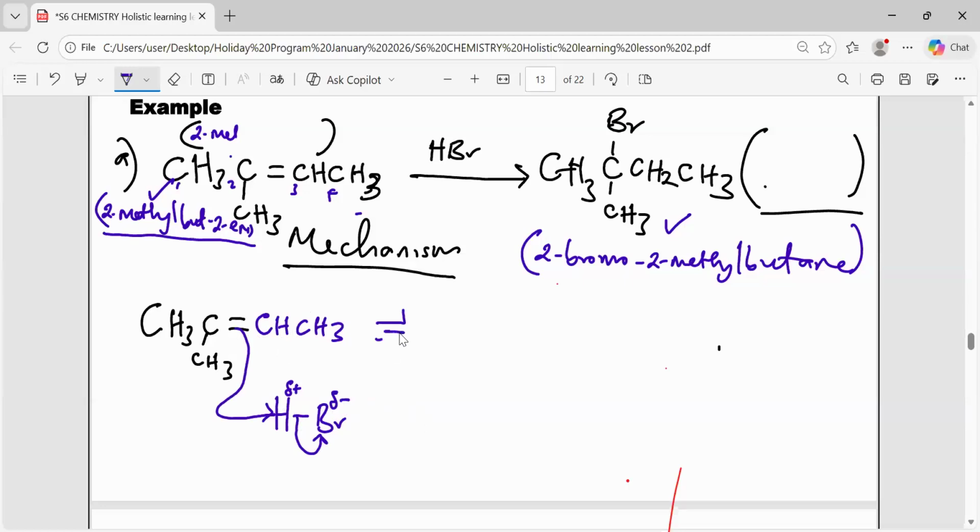Then what do we form? You're going to form a cation, which is going to have the CH3. The cation is on which carbon atom? On the second one. Then this hydrogen is going to attach on this, yes, on carbon number 3. Okay.